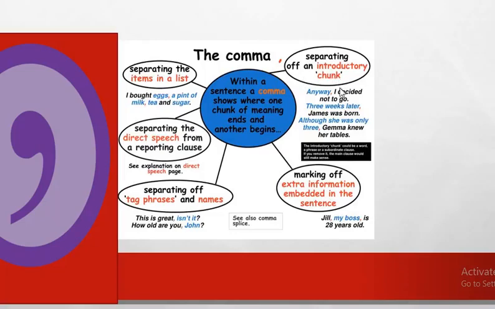Separating an introductory chunk. Anyway, I decided not to go. 3 weeks later, James was born. Although she was only 3, Jemma knew her tables. Marking off extra information embedded in the sentence. Jill, my boss, is 28 years old.